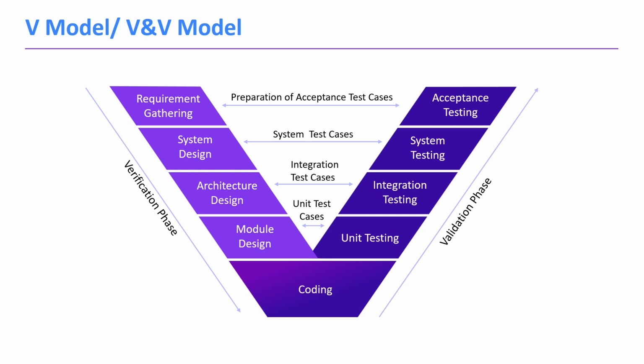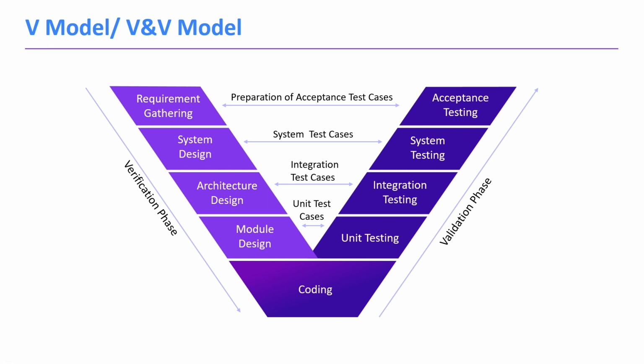So all these phases before the coding come under the verification phase, because before coding we only have the software related documents, we don't have the actual application ready. So that is why all these testing activities come under the verification phase, because we are conducting the testing on software related documents. Then after the coding we have unit testing, integration testing, system testing, and acceptance testing.